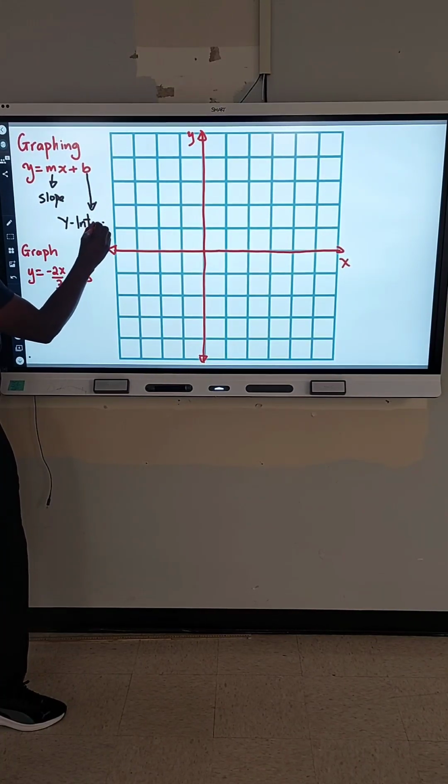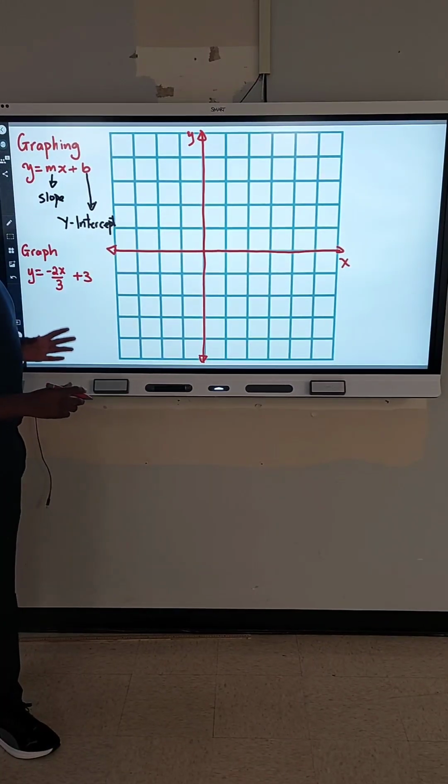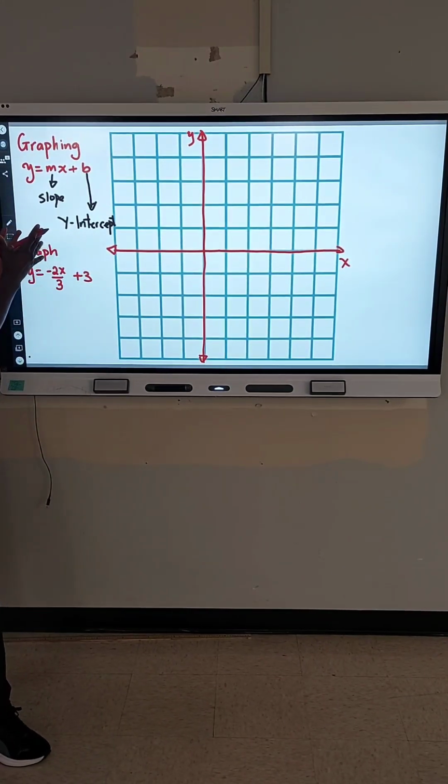Y-intercept simply means where the line will intersect or touch the y-axis. So, when an equation is already in this slope-intercept form, graphing that equation is easy.